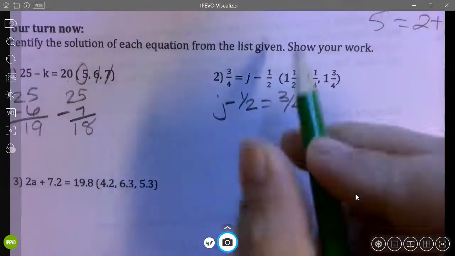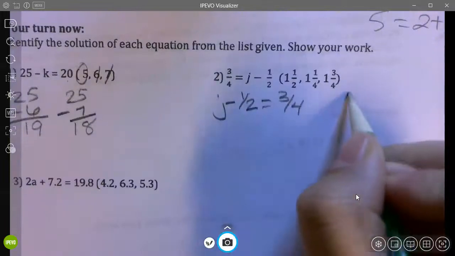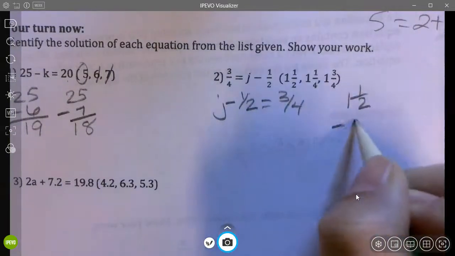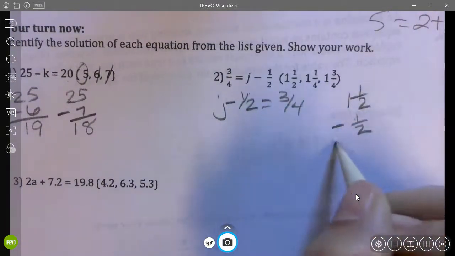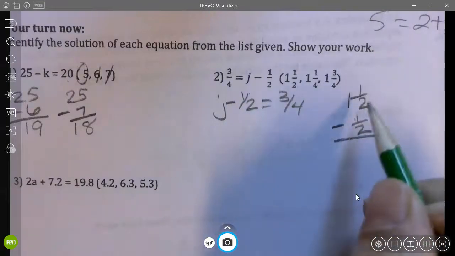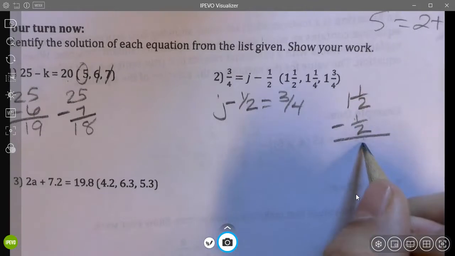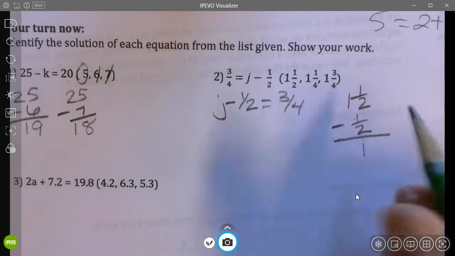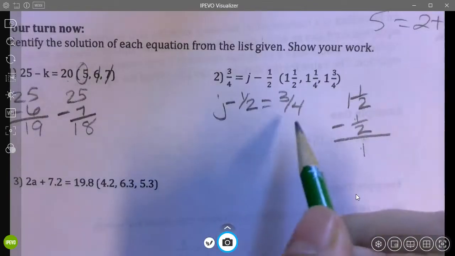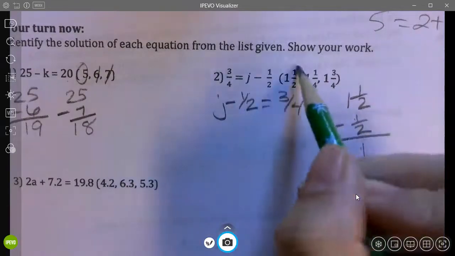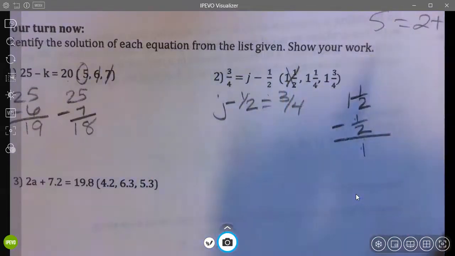Well, with the 1/2, 1.5, and you subtract out a half, that's kind of easy to compute, because if you have a half and you take away a half, you're going to be left with 1, and 1 does not equal 3/4. So I know that that is not a choice.